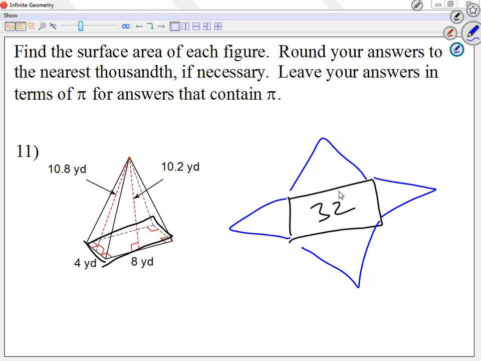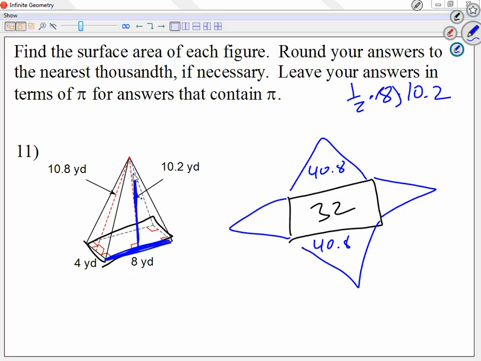For 2 of my triangles, I'm going to go 1/2 times 8 times 10.2, which is 40.8. The 8 and the 10.2, I was looking at here and here. I was looking at 2 numbers that were crossing the 90 degrees, 8 and 10.2. Because it's a triangle, don't forget the half.